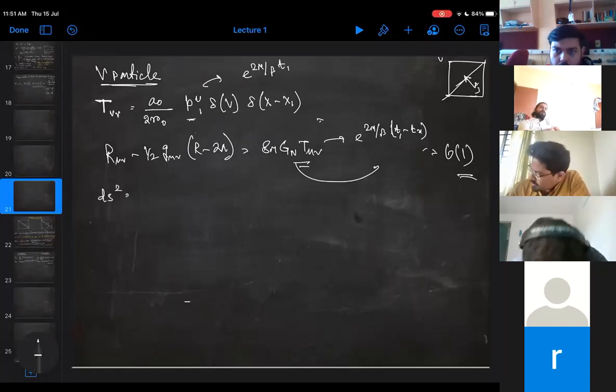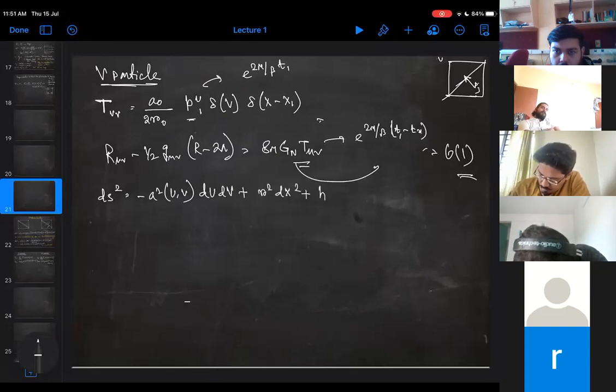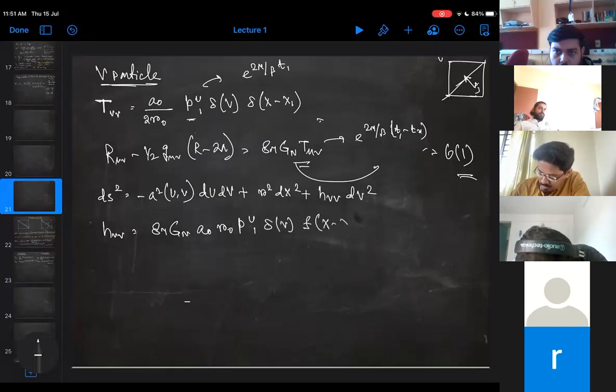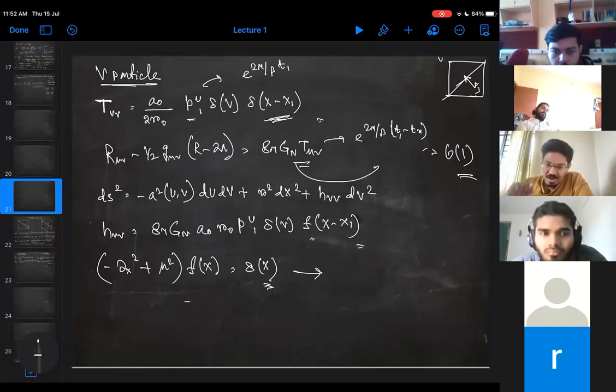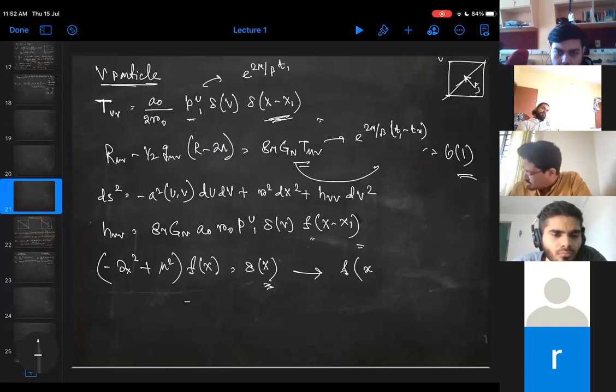If you solve for this, the resulting geometry is something like this: HVV is completely determined by this stress tensor, and this is given by the following. This F satisfies some differential equation, with some constant. You can choose an arbitrary profile here, but it is a good approximation to assume that it is sharply localized along the transverse direction as well. Now for large X, since we are interested in large impact parameter, this equation has the following solution, e to the power minus u times X.